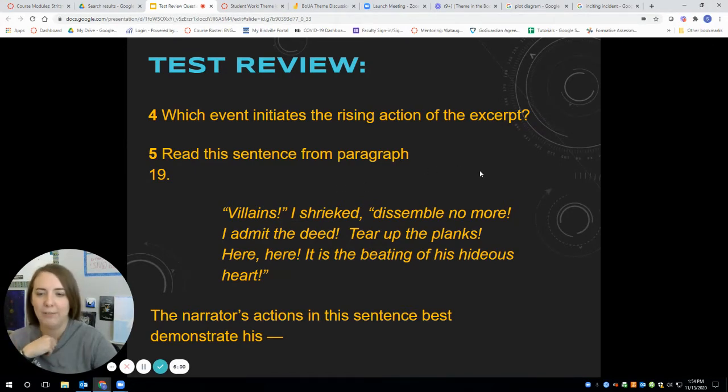Read this sentence from paragraph 19. "Villains," I shrieked, "dissemble no more. I admit the deed. Tear up the planks. Here, here, it is the beating of his hideous heart." So famously, this is the last line from The Tell-Tale Heart.